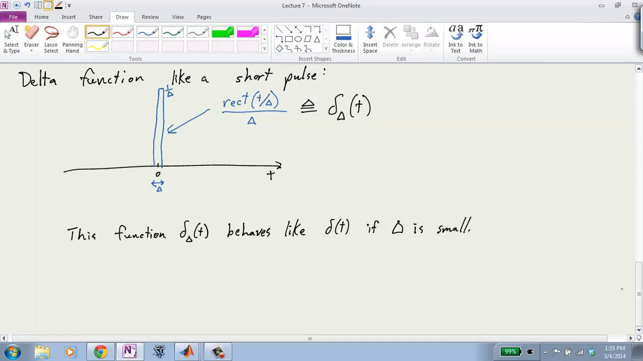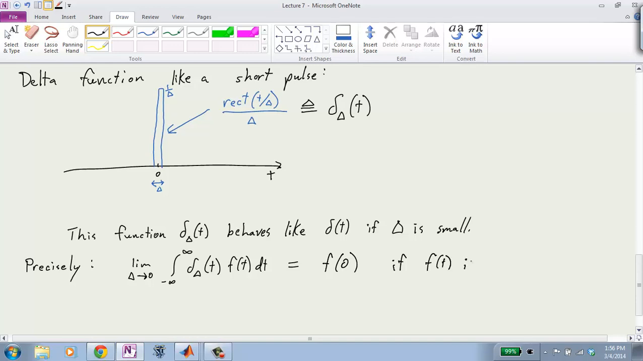To be precise, the following is true. The limit as cap delta goes to zero of the integral, remember we're interested in how these things behave under the integral, of delta cap delta of t times f of t, equals f of 0, if f of t is continuous.